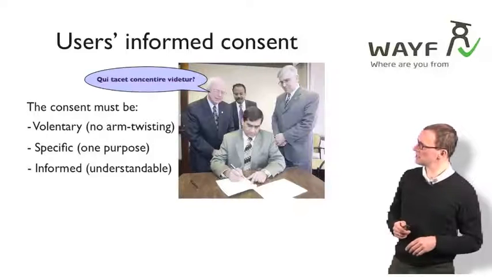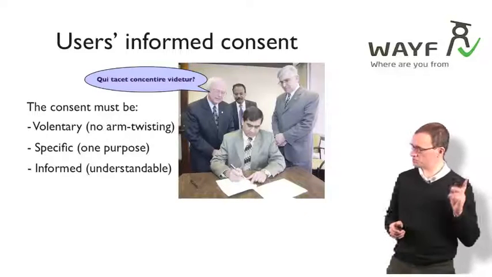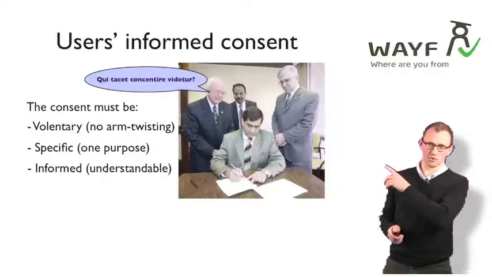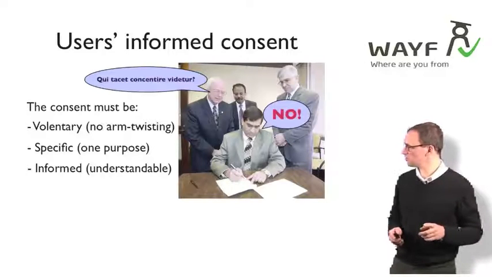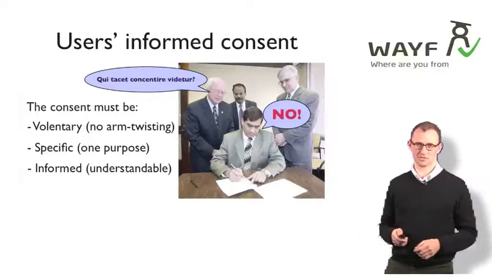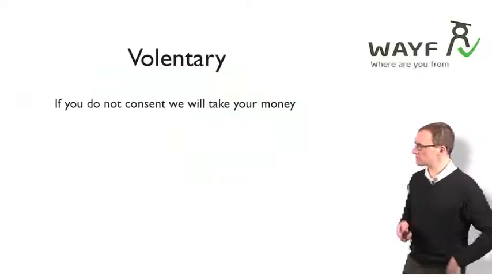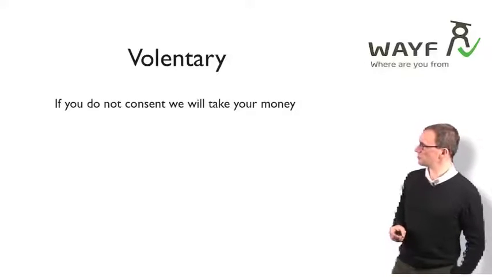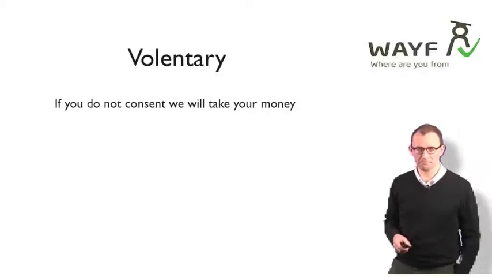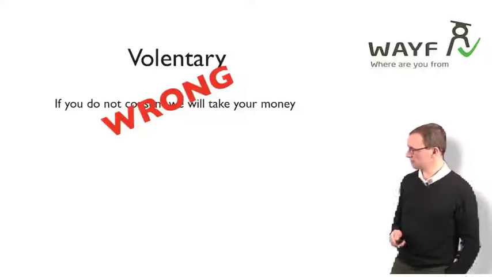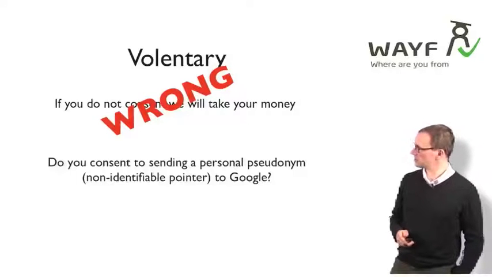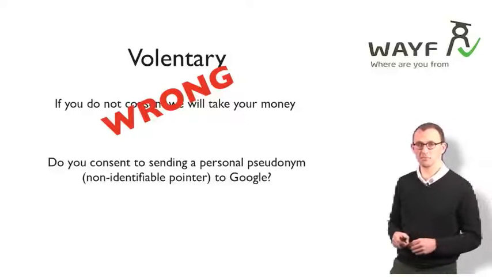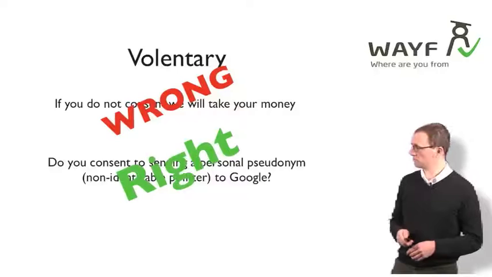The man now says, qui tacet consentire videtur, which says something like, he who remains silent accepts. And that's of course also not the case, because you're not allowed to just do anything without acceptance. So let's have a look at some examples here. Voluntary. If you do not consent, we will take your money. That is of course wrong. That is not voluntary. Here's another one. Do you consent to sending a personal pseudonym, a non-identifiable pointer, to Google? That's much better.